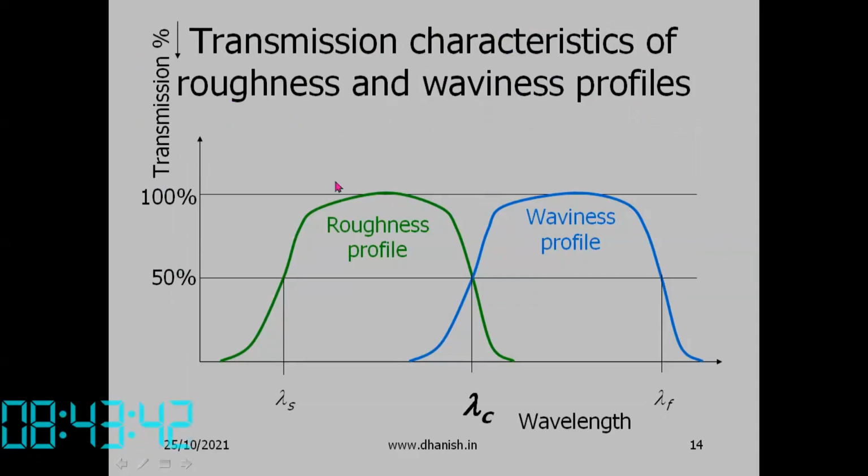General principles of filtering we are seeing. Now we have different types of filters to get different profiles. So depending on the wavelength, roughness and waviness are separated out by lambda c. That is the filter cutoff. Of course this should be Gaussian shape, because my drawing is not perfectly Gaussian. Okay, so roughness profile.